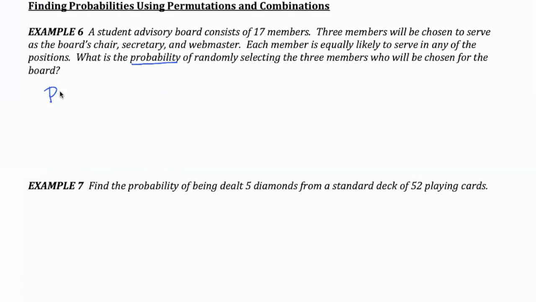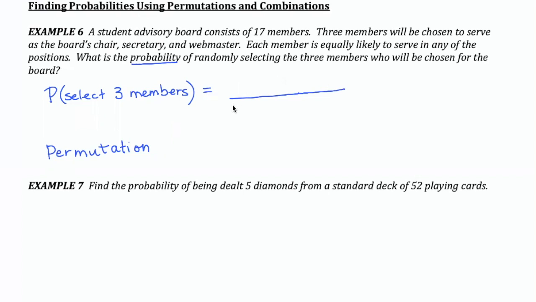If I want to calculate the probability of selecting 3 members, and I know that my situation here is a permutation, in the denominator, I always consider the total number of ways that something can be done, the total number of possible outcomes. So I need the total number of ways to select 3 from a group of 17 people. That's going to be my denominator.